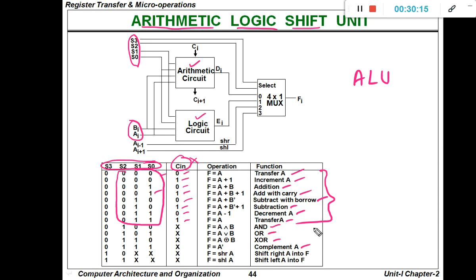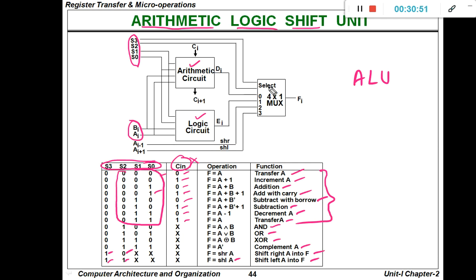In addition to logic operations, we can perform the shift operations also. If S3 value is 1 and S2 value is 0, then we are going to perform the shift right and store the right shifted register in F. And if S3 is 1 and S2 is 1, then we are going to perform the shift left operation and store the register value into F. Like this, we define the different operations that are possible in the arithmetic logic shift unit.